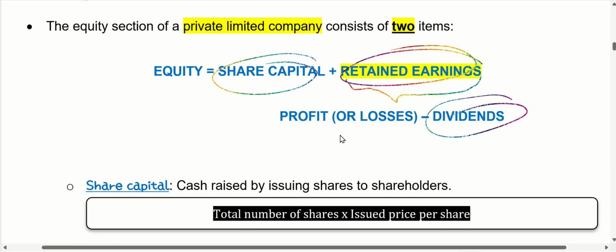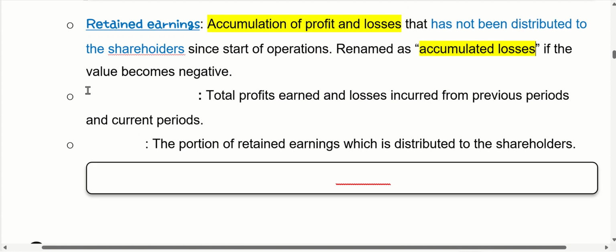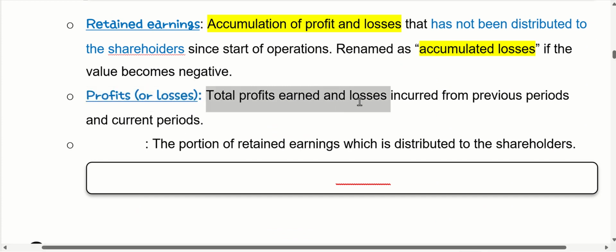Apart from that, what else do we need to learn how to define this profit or losses? I think profit or losses, we are quite familiar with it. Profit or loss just means the total profit earned and the total losses incurred for a particular year. Now, the final term that we need to know is what dividends are.